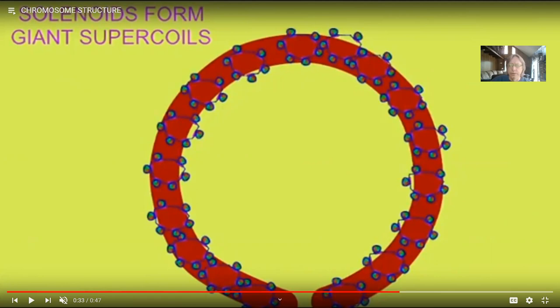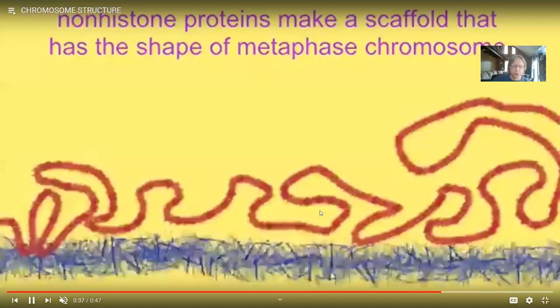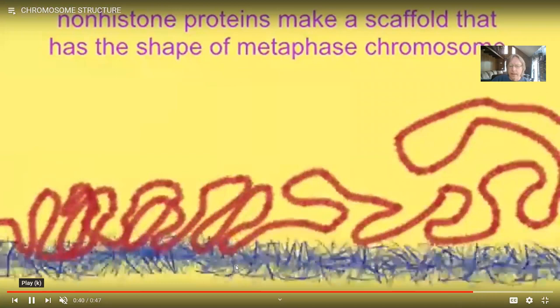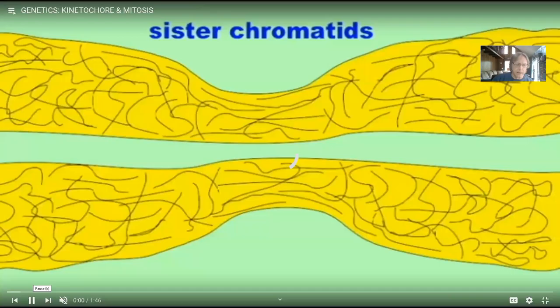Solenoids can then form giant supercoils, which would then package the DNA further. And the blue here represents a protein scaffolding for a chromosome. If you were to look at a chromosome and it has a specific shape, the reason it has that shape is because the DNA will be attached to proteins which have that shape. There's a protein scaffolding for that chromosome. And see here, those supercoils are then attached to a protein scaffolding, and this will then give that shape of the metaphase chromosome that it has. So that is how chromosomes have that specific shape.